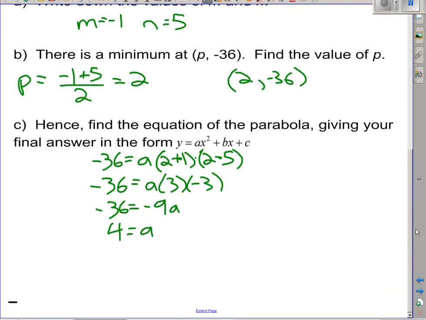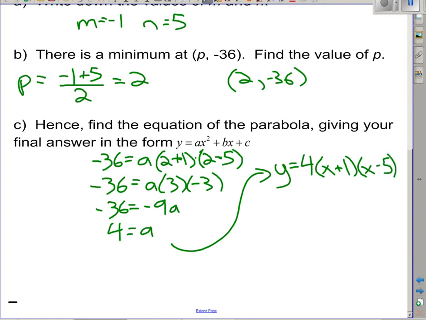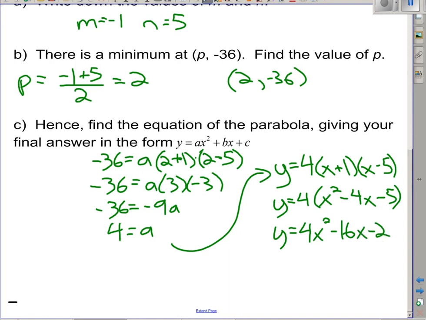Okay, we're almost there. So really, our equation is this. Let's put it in trinomial form. No big deal. Just expand our binomial. So we'd get x squared minus 5x plus 1x. So minus 4x minus 5. Multiply them out. We get 4x squared minus 16x minus 20.